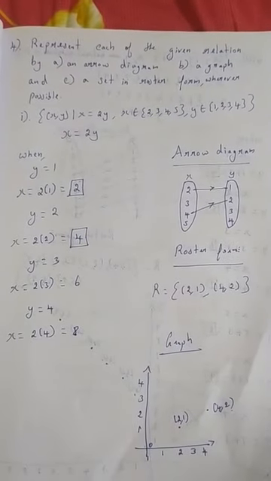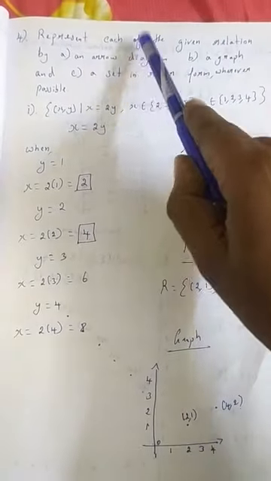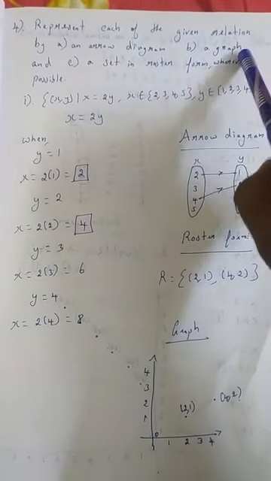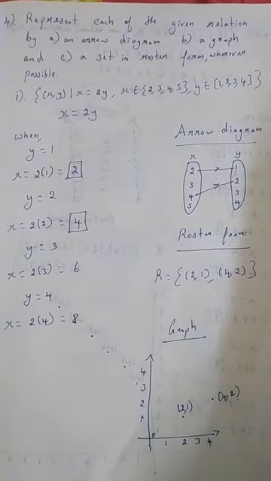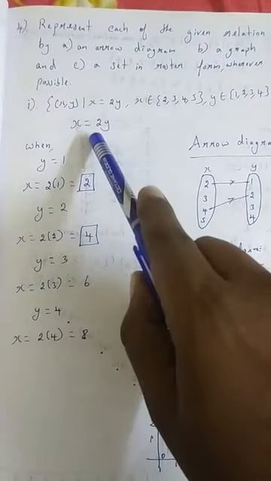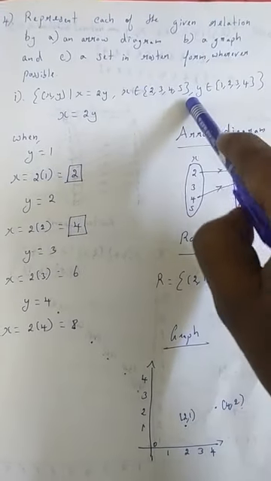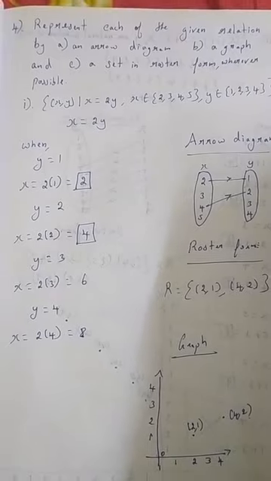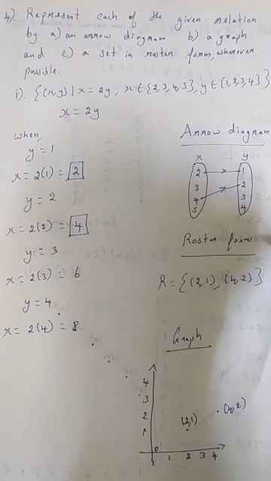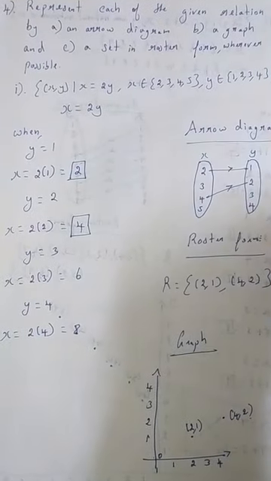Hello students, exercise 1.2, fourth problem, first subdivision. Represent each of the given relations by, the first one is an arrow diagram, second one is a graph, third one is set in roster form, right? So first subdivision in this fourth problem is {(x, y) such that x is equal to 2y}, x belongs to {2, 3, 4, 5}, y belongs to {1, 2, 3, 4}. So the values of x and y are given here, and the rule for the relation is given, that is x is equal to 2y.